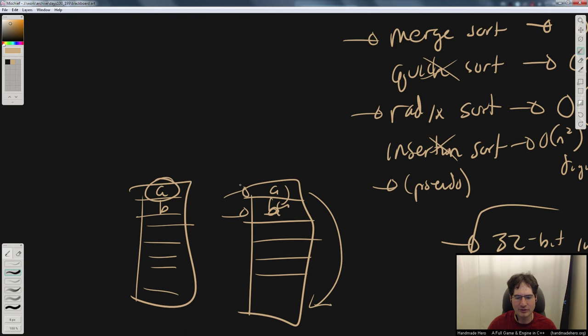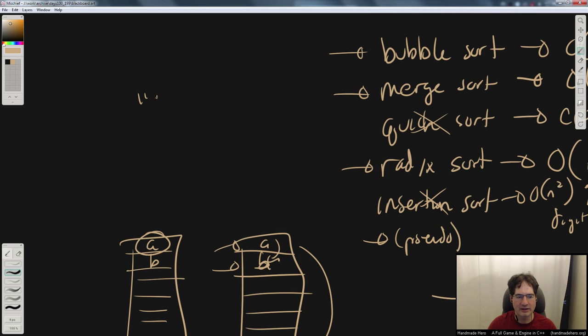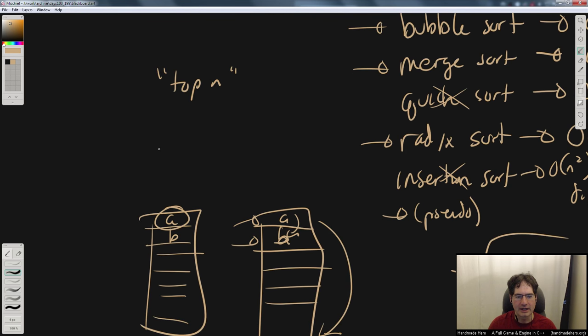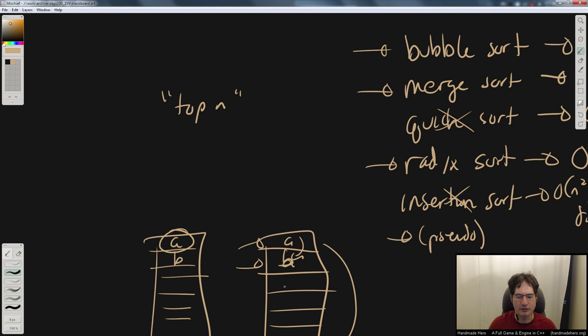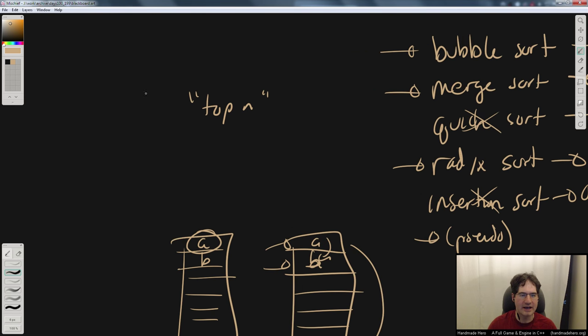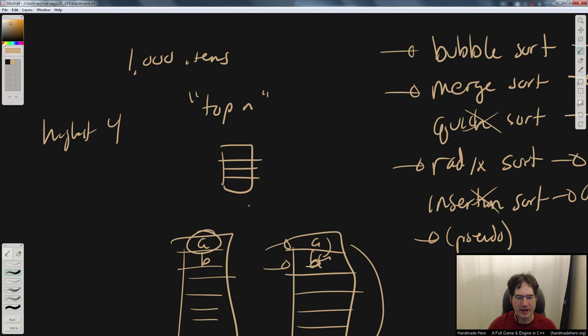But the reason that I said sometimes I do a pseudo insertion sort is because I find this sort of thing very handy if I just want the top n. Let's say that I don't care about sorting. I've got 1,000 items, and I want to know what the highest four are. Well, I might make a little thing that just has four entries, and I do exactly an insertion sort on it, because I know that'll be really fast. For each item, I do one pass through, and so it becomes O of 4 times n, or just an O n algorithm.